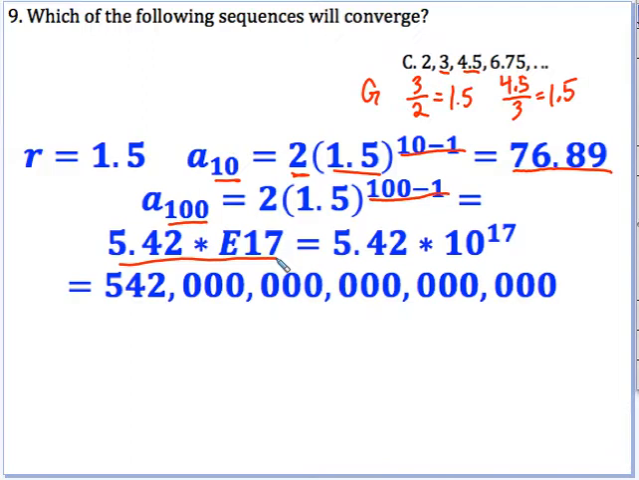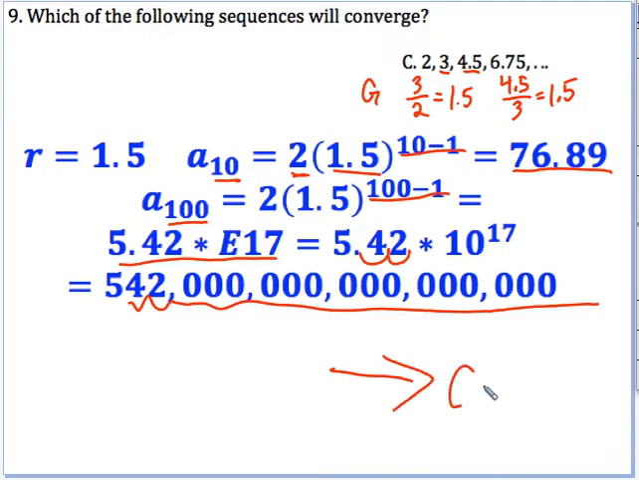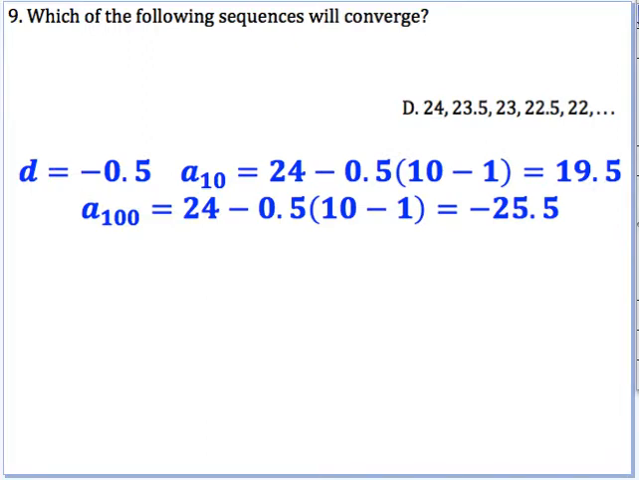So I have 5.42 times 10 to the 17th power. So that means I need to move this decimal over 17 times. And so I move it over 17 times, and it gives me this huge giant number. Okay, so does this look like my sequence is going to approach some number, or is it going to keep on expanding to infinity? In this case, it's going to keep on going forever until we get to positive infinity. Since we can never get there, this one does not converge. So it's not A and it's not C.